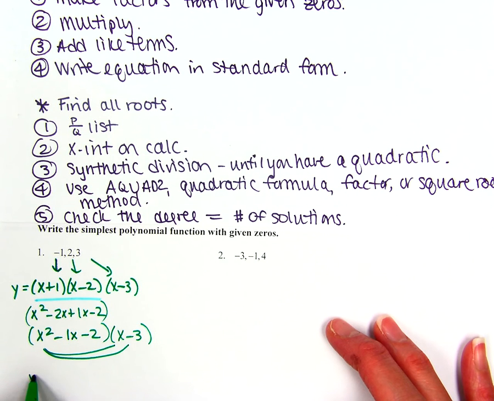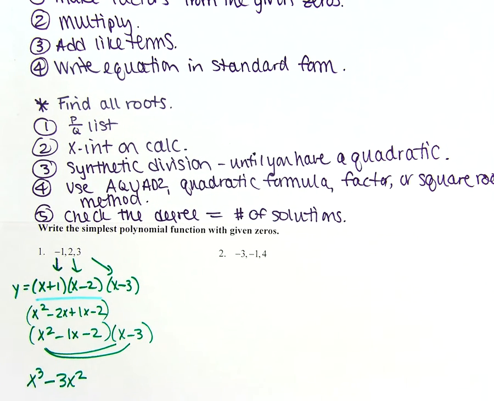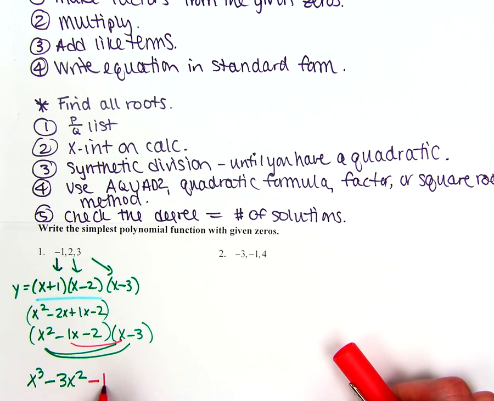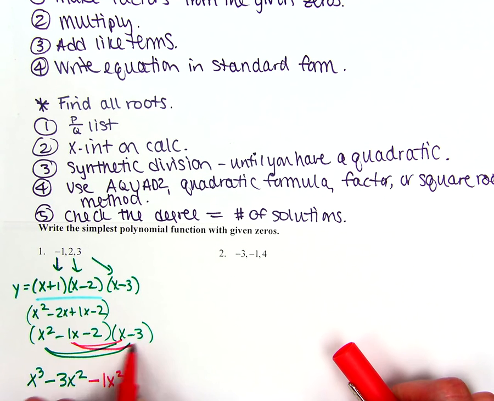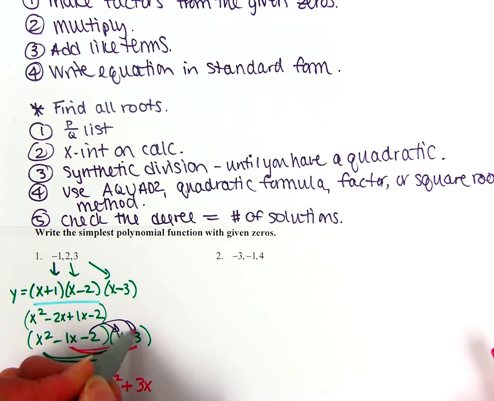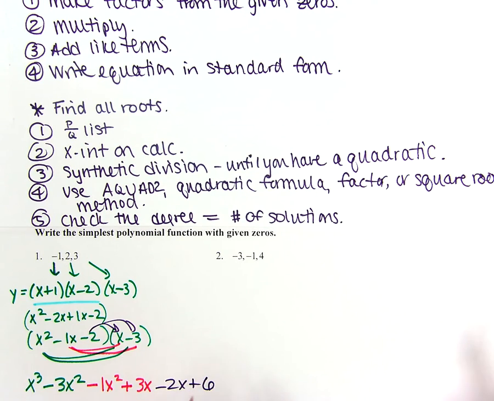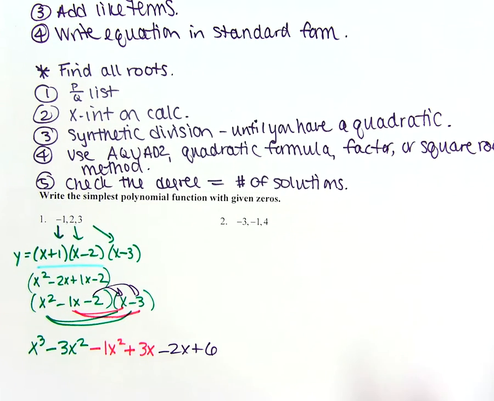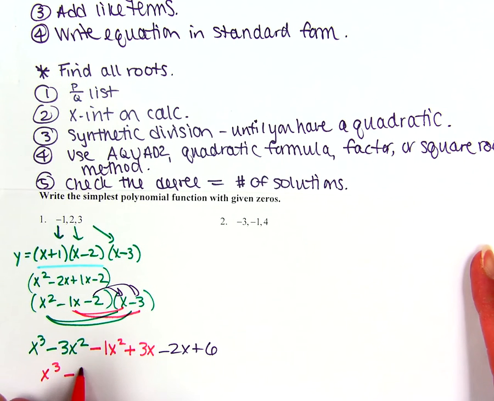X squared times x is x cubed. X squared times negative 3 is negative 3x squared. And then I'm just going to keep going. So negative x times x is negative x squared. Negative x times negative 3 is plus 3x. And then use another color. Negative 2 times x, we got negative 2x, and negative 2 times negative 3 is plus 6. So now that I've done all my multiplying, I just combine my like terms. So x cubed minus 4x squared plus x plus 6, and that's y equals.